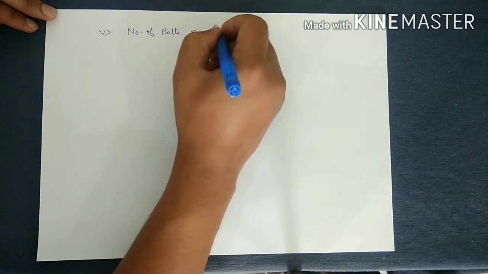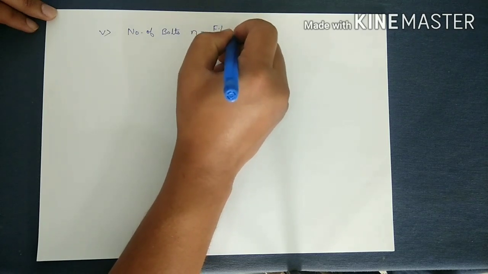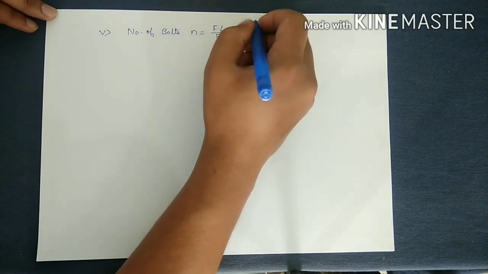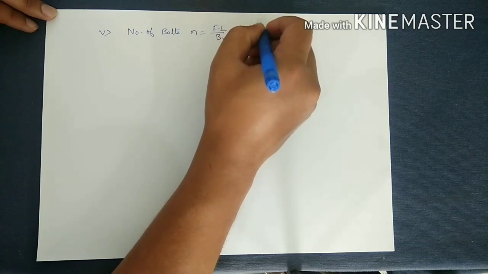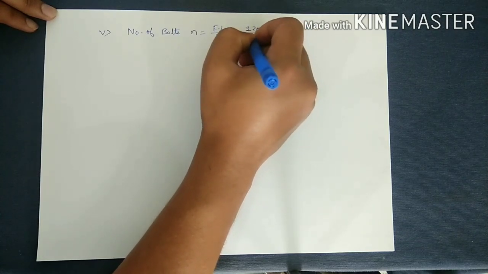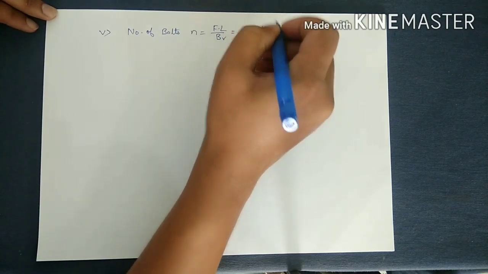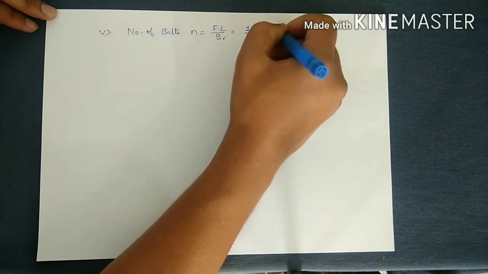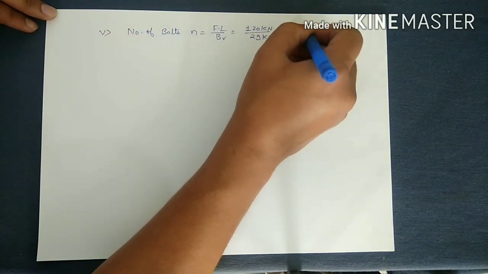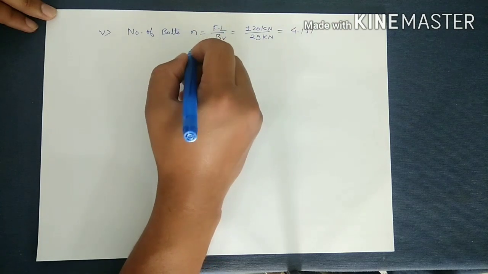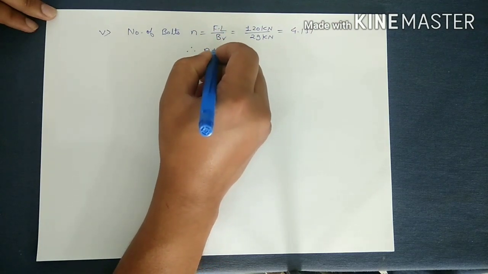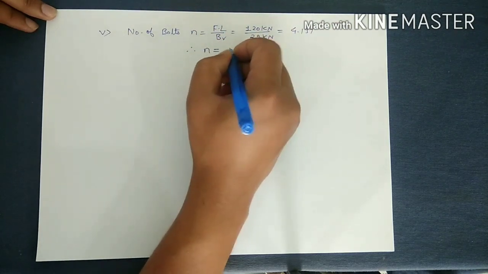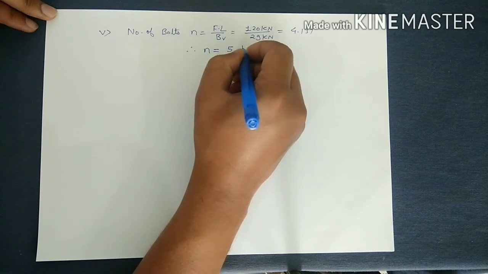Now we have to find the number of bolts, that is factored load upon bolt value. So the factored load is 120 kilonewton and the bolt value is 29 kilonewton. So it is coming 4.137. Therefore, the number of bolts will be equal to 5 bolts.